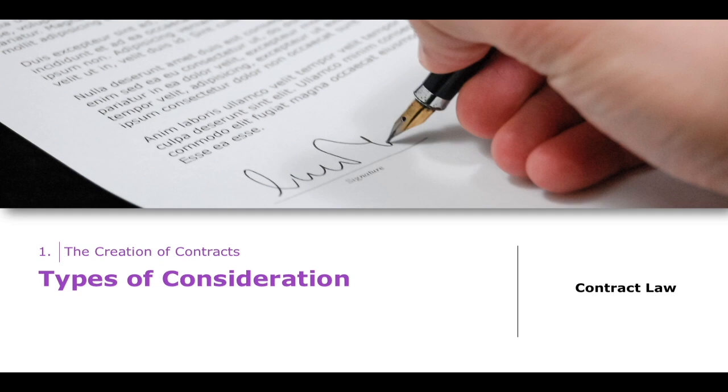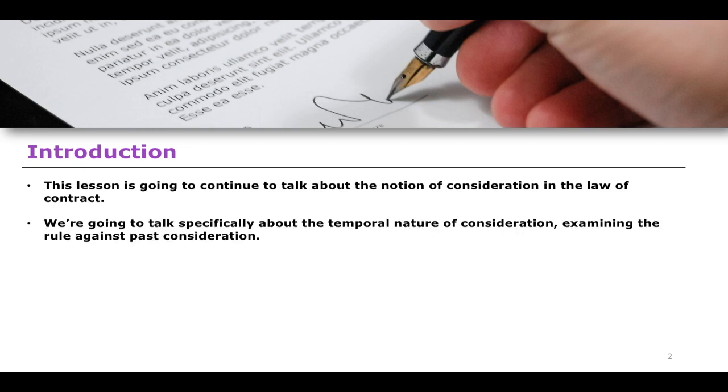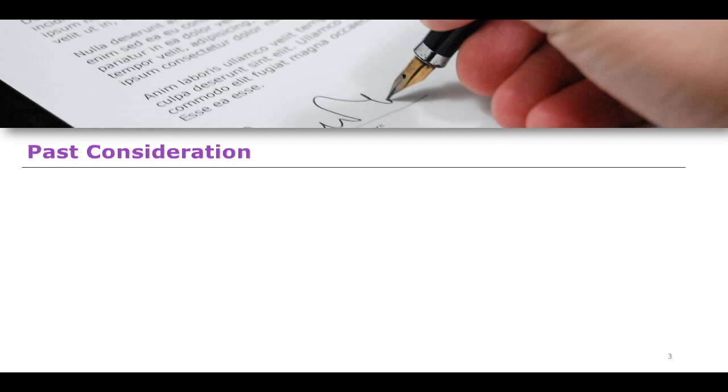In this video, we're continuing to talk about the creation of contracts, focusing specifically on this idea of consideration and focusing on the idea of past consideration. This is going to be part of a broader conversation that we're having in relation to the various different types of consideration. We're going to talk specifically about the idea of past consideration, or at least the rule against past consideration. You could even frame this legal principle as an idea relating to the temporal nature of consideration. There is a certain time element that is attached to an understanding of consideration for the purposes of contracts.